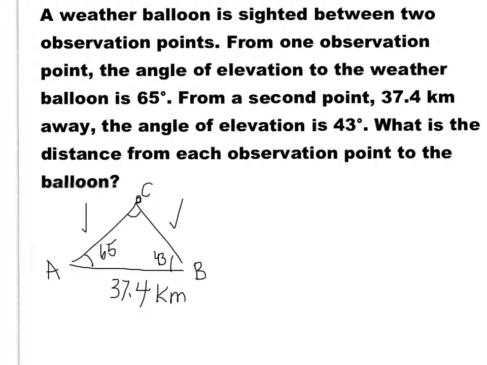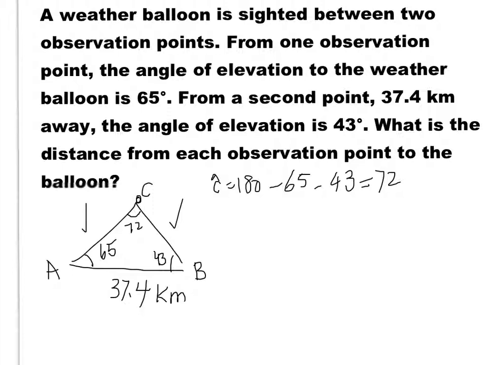To do this one, I'm going to find angle C first. To find angle C, I'm going to say the sum of the angles is 180. So angle C is going to be 180 minus 65 minus 43, which is equal to 72. Now I know angle C is 72. Now I can use the fact that I have two angles and a side in front of one of the angles. I can use the sine law.